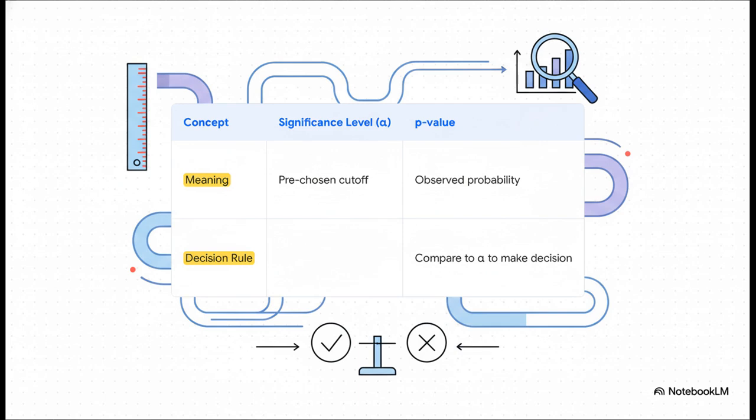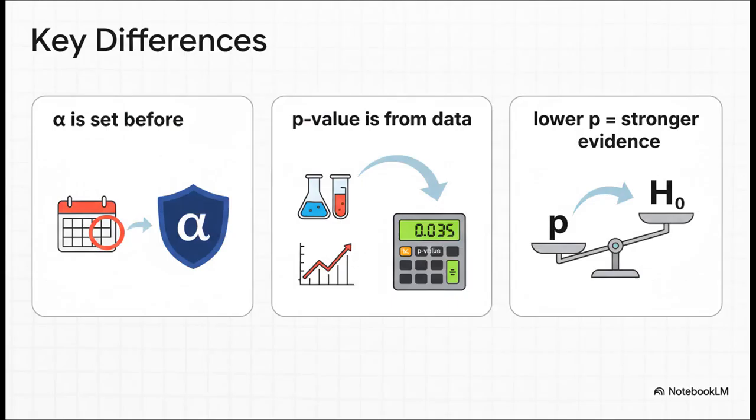It's the observed evidence. They have totally different jobs, but they work as a team to get you to your final decision. So if you remember anything, remember this. Alpha comes first. It's your risk tolerance. The p-value comes from the data. It's the strength of your evidence. And the smaller that p-value gets, the more you should be side-eyeing that initial no-effect assumption.